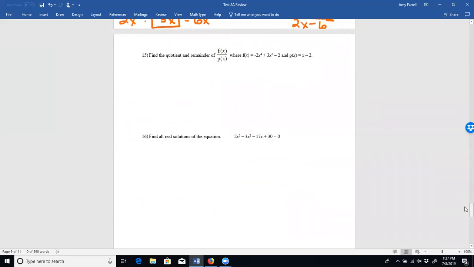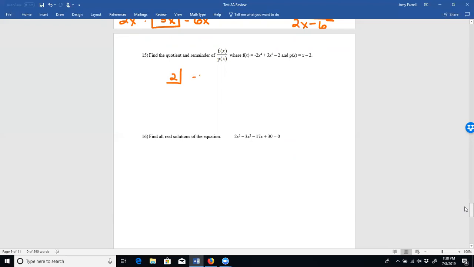For 15, we are able to use synthetic division because we are dividing by a binomial of degree 1. The number that goes inside the box is a positive 2. When we're using synthetic division, we say we're dividing by x minus c. So our c would just be positive 2 here. Or just think of what you would get if you set x minus 2 to 0.